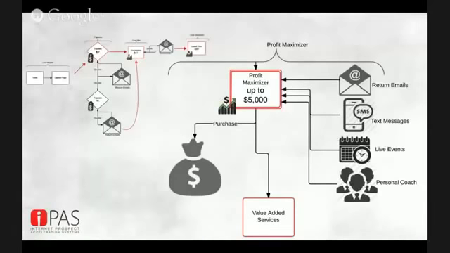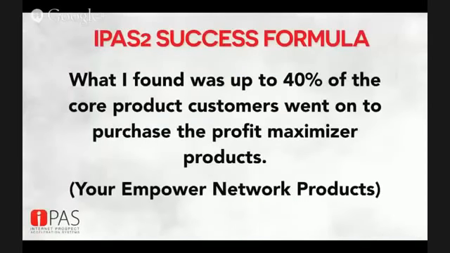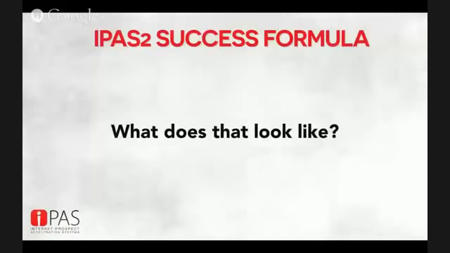And then they go and purchase that, and we also have some value-added services within that. What I found was up to 40% of the core product customers went on to purchase the Profit Maximizer products, which is your Empower Network product suite, which I'll show you. 40%, okay, up to 40%. Obviously, with using a coach, it can be higher because you add that personal touch. It's the same reason why every major company has sales reps, okay? We have coaches that help them see the value in your product for you. So what does this look like?